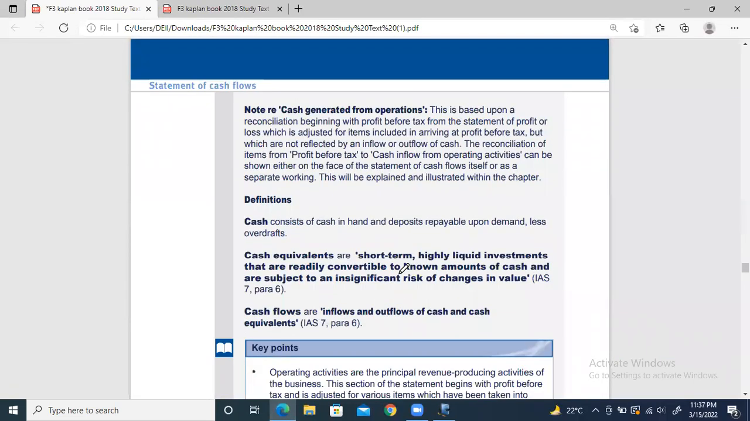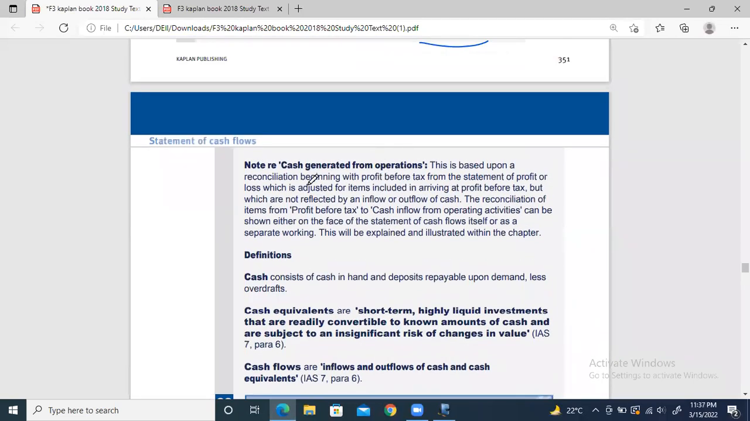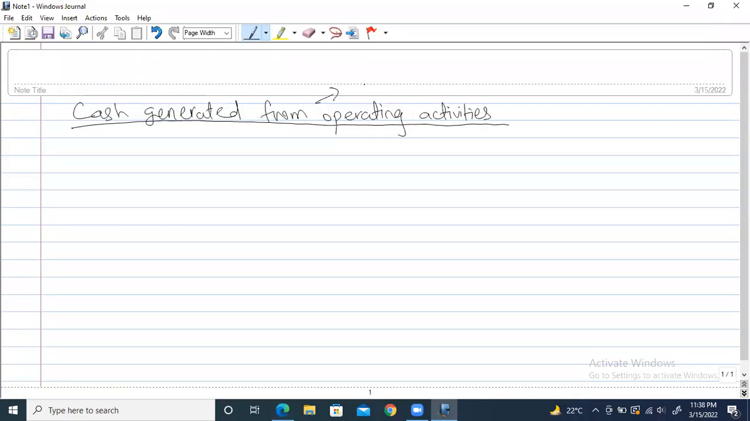Okay, now let's read it from here. This is written note regarding the cash generated from operations. So this is based upon a reconciliation beginning with a profit before tax from the statement of profit or loss, right? So every calculation that we do over here is just written in a text form over here, but don't worry, we'll understand it from here, and I'll write the whole format over there in the notes. Okay, so which is adjusted for items included in arriving at profit before tax, right? So what is the purpose of this? I'm writing the purpose of this.